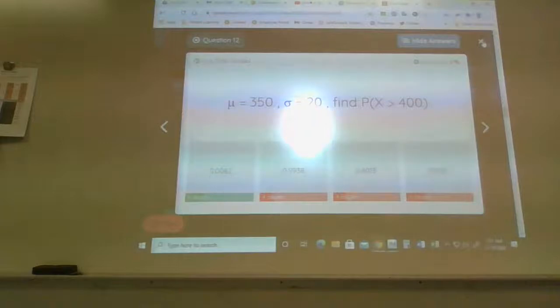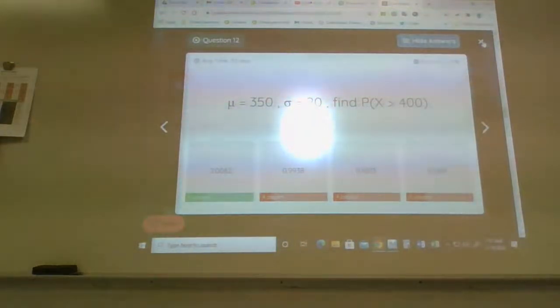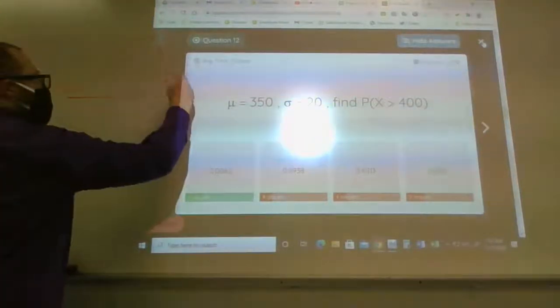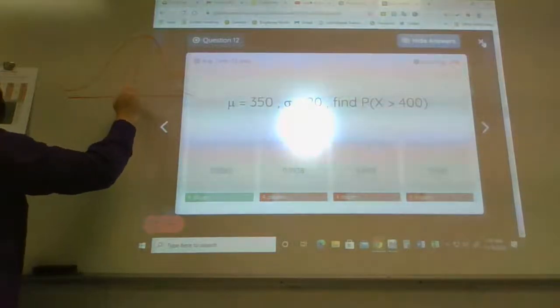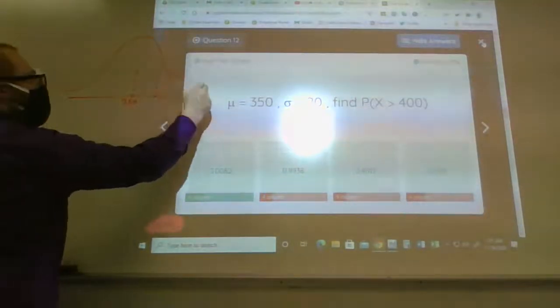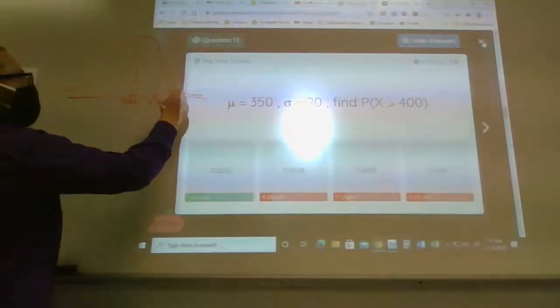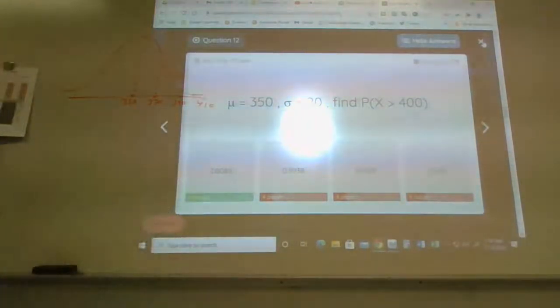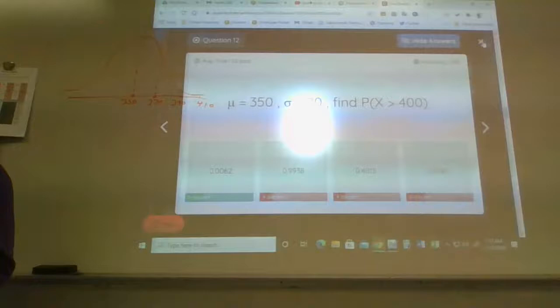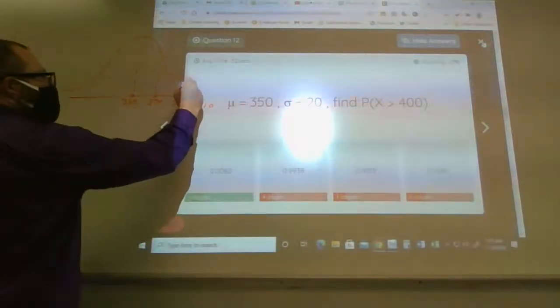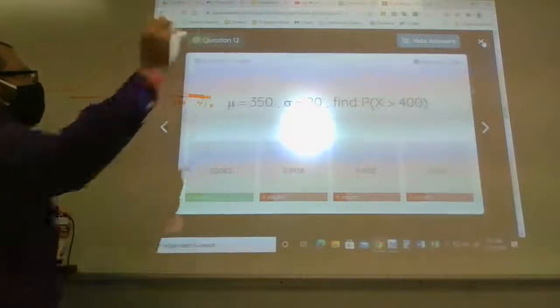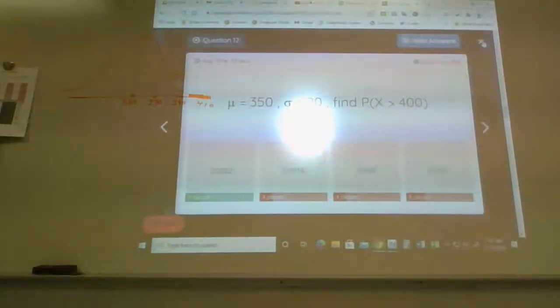Yes? How would you know if the 400 is the upper or the lower? Think of it in the sense of what the normal curve would look like. For example, if I were to draw out this normal curve with these parameters, the 350 would be right in the middle. This would be 370, this would be 390, this would be 410. And they're saying find the probability of x greater than 400. If you visualize it, it makes a lot more sense. So it's maybe right here or higher, which then would give you your lower and upper limit.